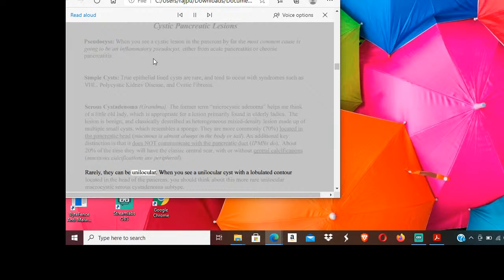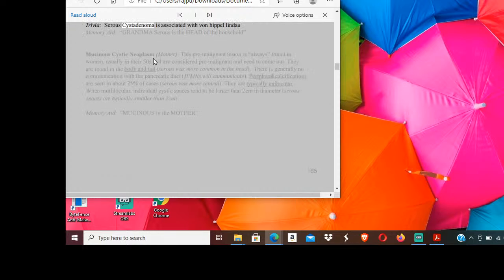Rarely, they can be unilocular. When you see a unilocular cyst with a lobulated contour located in the head of the pancreas, you should think about this more rare unilocular macrocystic serous cystadenoma subtype. Trivia: serous cystadenoma is associated with von Hippel-Lindau. Memory aid: Grandma Serous is the head of the household.